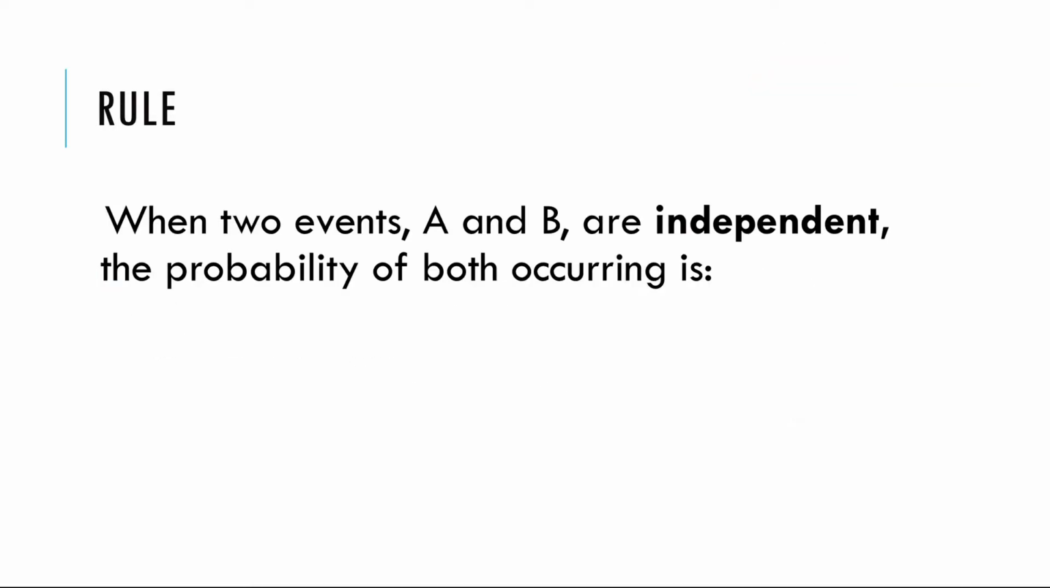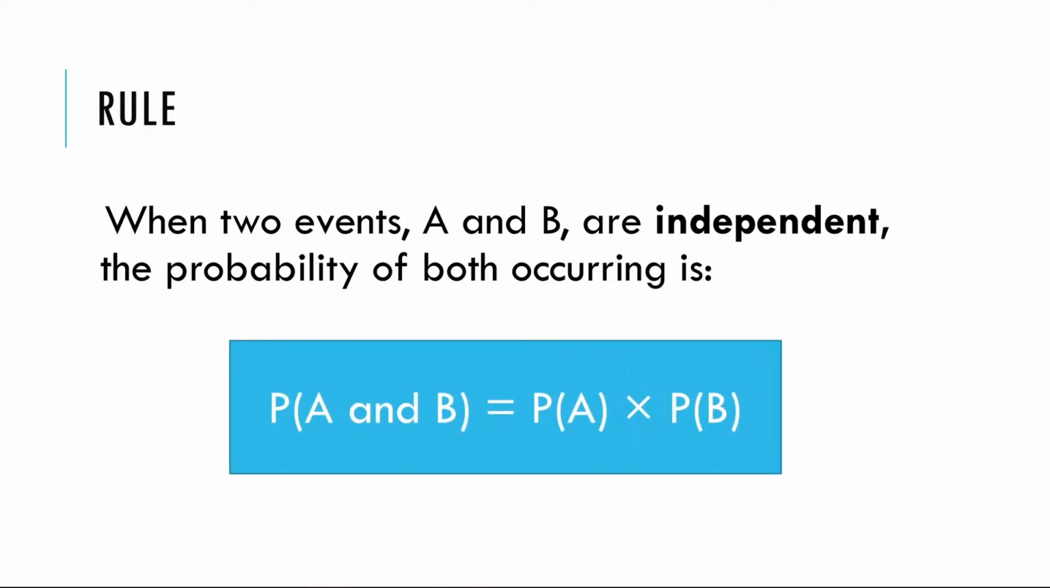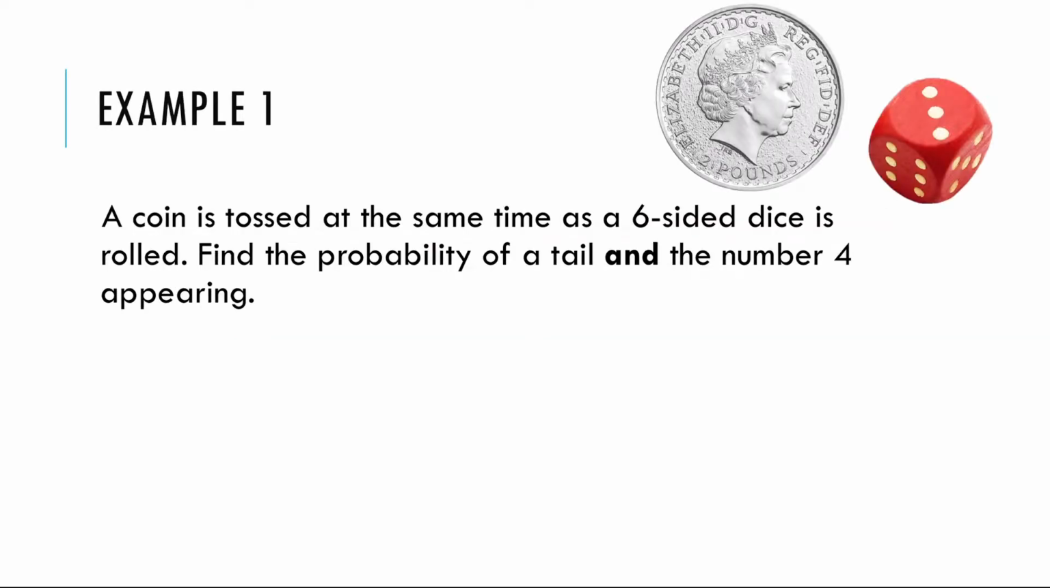So how do we calculate the two events A and B when they're independent? The probability of both of them occurring is probability of A multiplied by the probability of B, okay? So the probability of A and B occurring is the probability of A multiplied by the probability of B. So let's look at a couple of examples here.